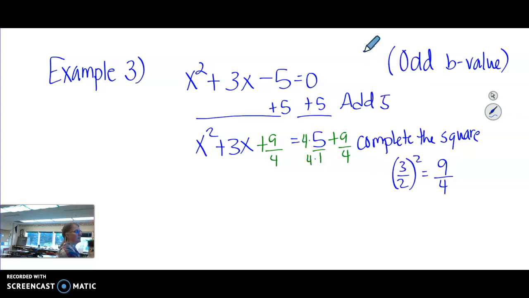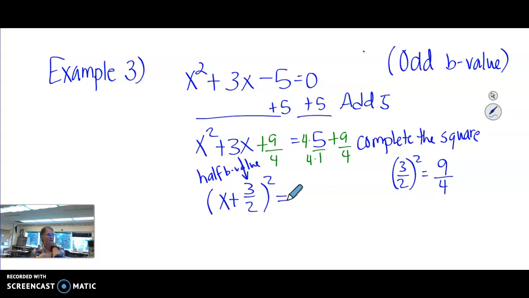And this side is still going to factor into x plus half of the b value. This number that goes here is always half of the b value. So if it's odd, that's really challenging to factor, but if you realize that you've created a perfect square trinomial, which always factors into x plus, or if it's minus, x minus, half of the b value, this is what it will always factor into.